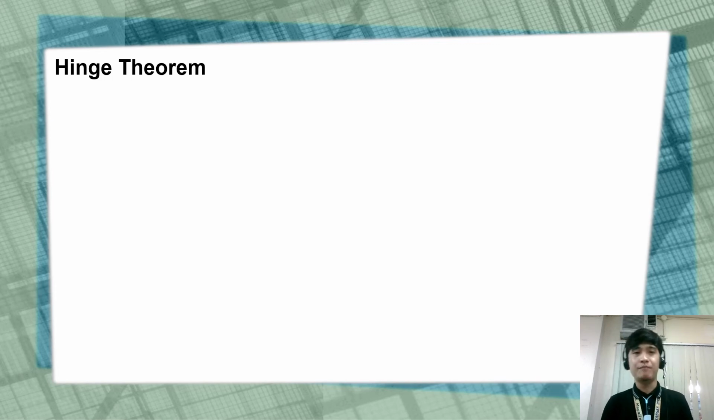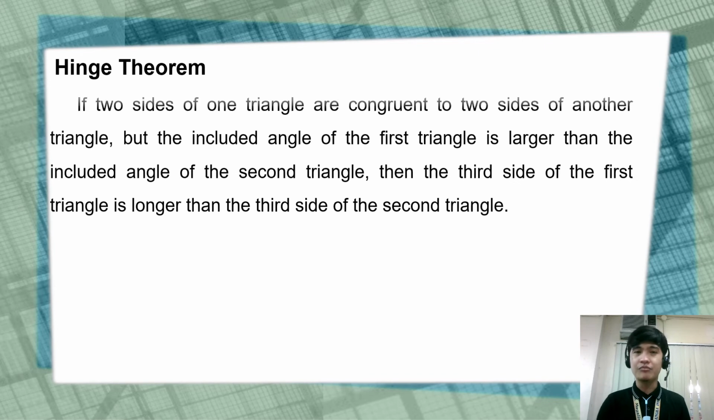Okay, so let us have now the last theorem, and that is the Hinge Theorem. So basahin muna natin ano ba ibig sabihin ng Hinge Theorem. So it states there that if 2 sides of one triangle are congruent to 2 sides of another triangle, but the included angle of the first triangle is larger than the included angle of the second triangle, then the third side of the first triangle is longer than the third side of the second triangle.